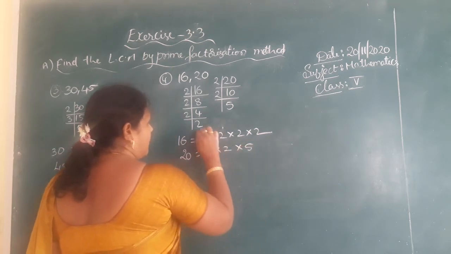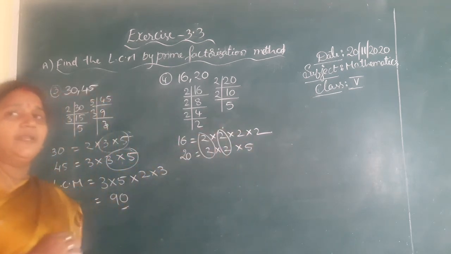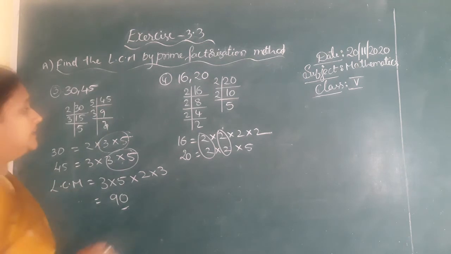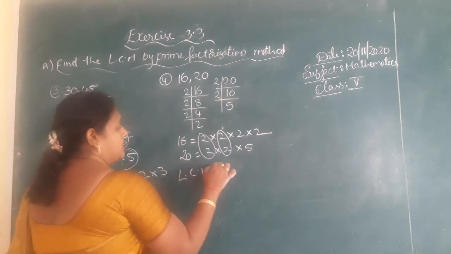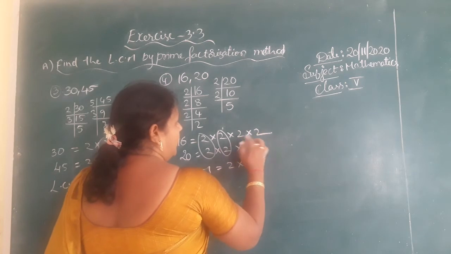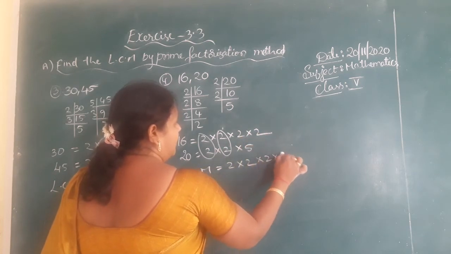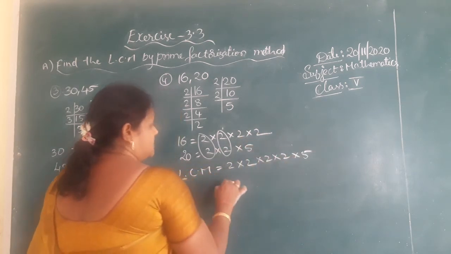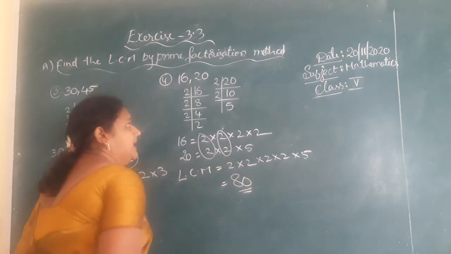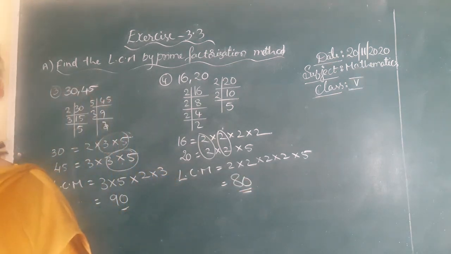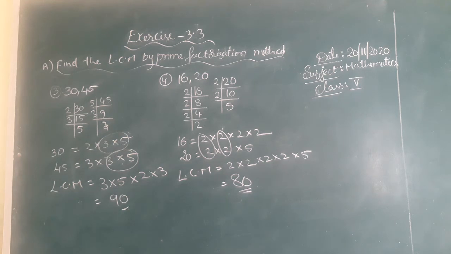So which are common in that? 2 into 2 is common. The remaining are not common. So 2 into 2, and of the remaining numbers, in the first 2 into 2 and in the last 5. So 16 5s are 80. 80 is the LCM. See the next one.